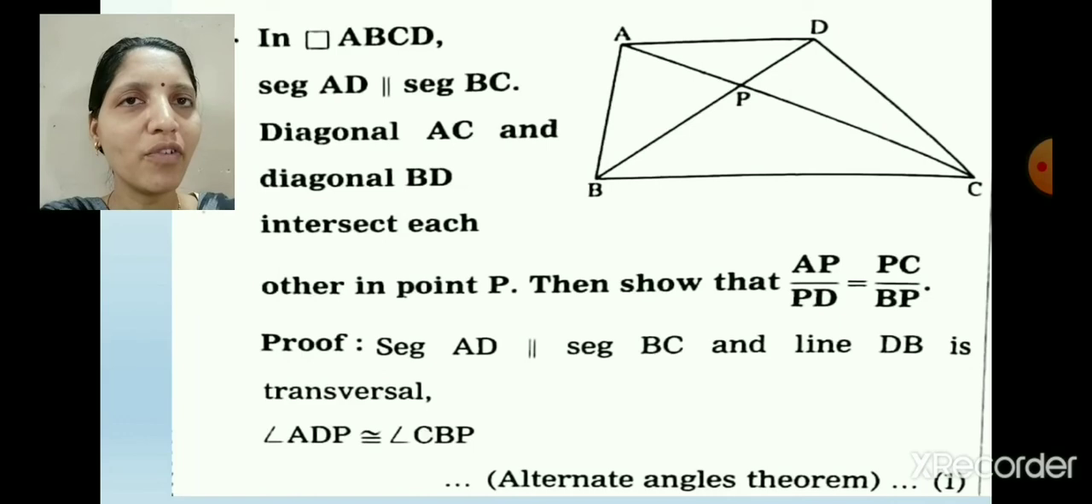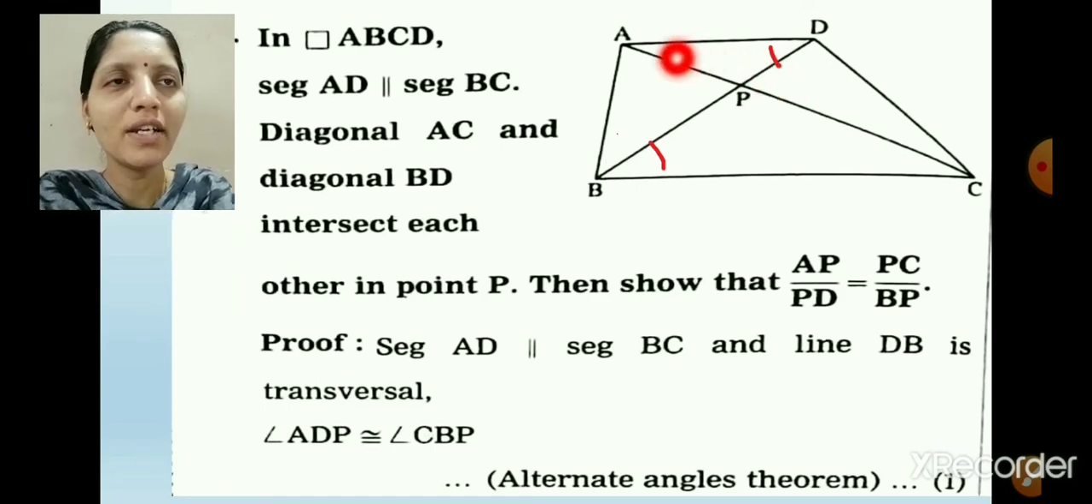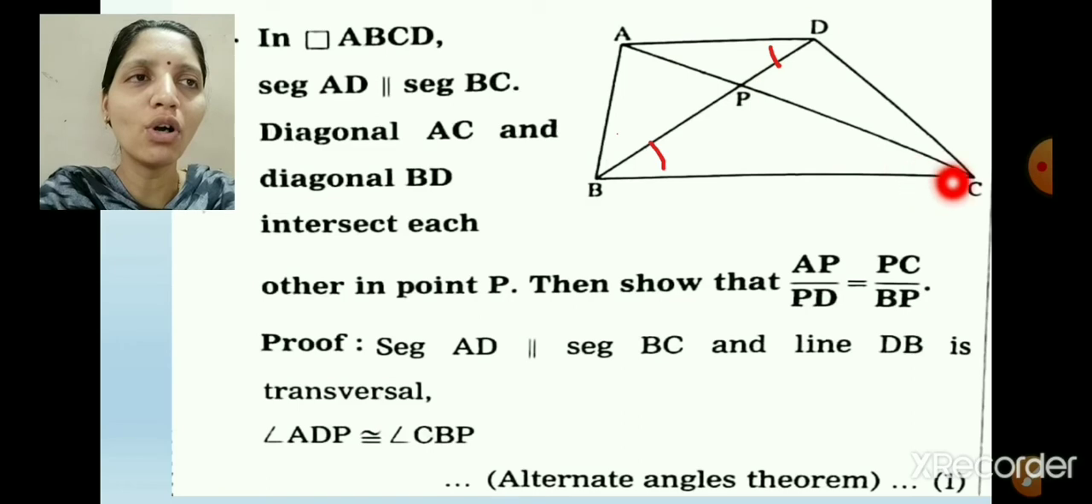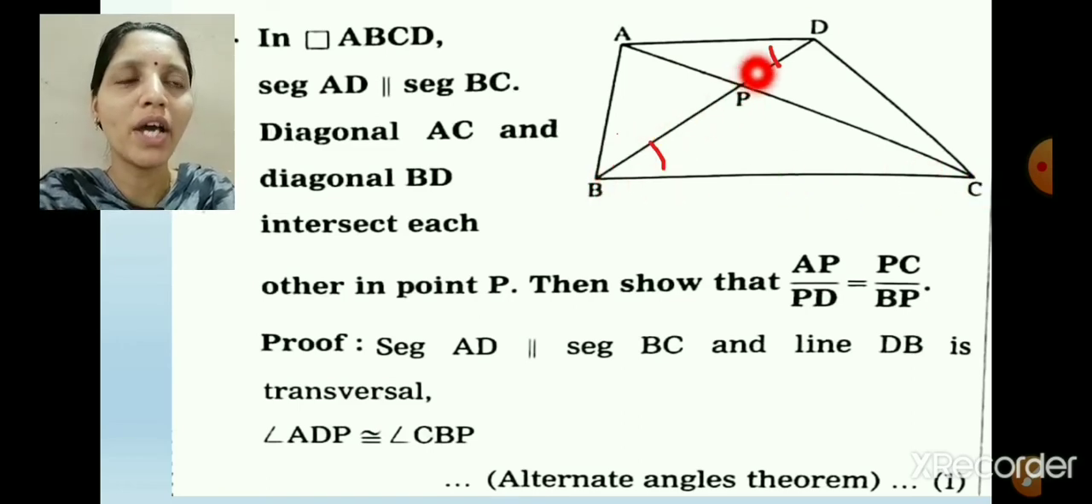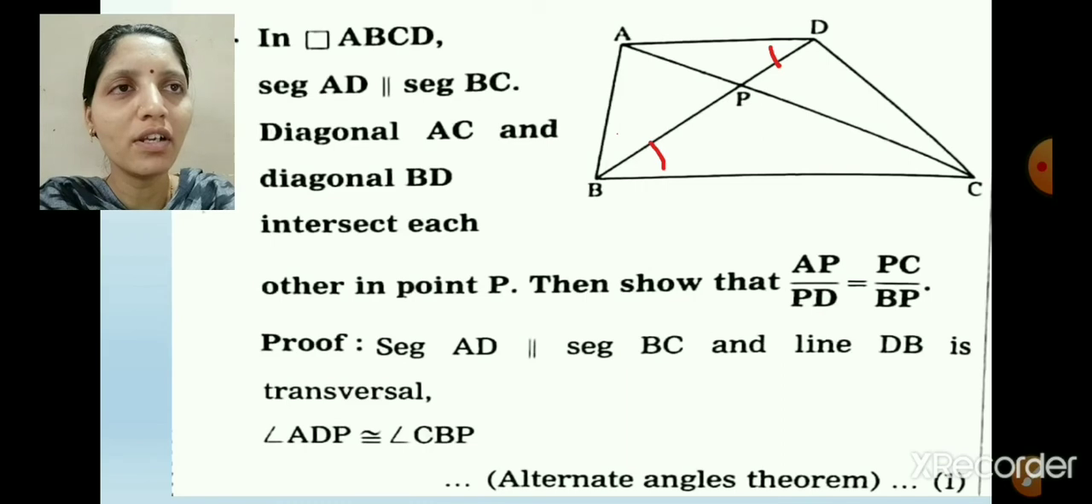So let's start with the given part. Seg AD is parallel to seg BC and line DB is their transversal. So here, if you consider seg AD parallel to seg BC and line BD as the transversal, then what do you get? Angle ADP is congruent to angle CBP. Why are these two angles congruent? Because they are alternate angles formed by two parallel lines and their transversal. So what reason will you write here? Alternate angles theorem. Write this as equation 1.